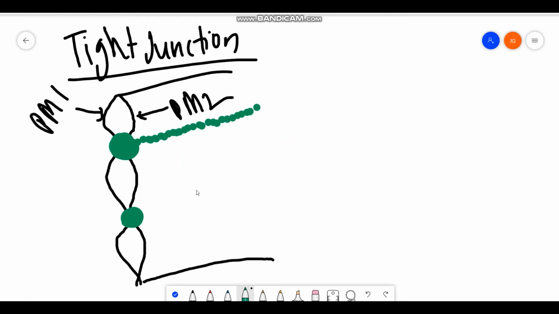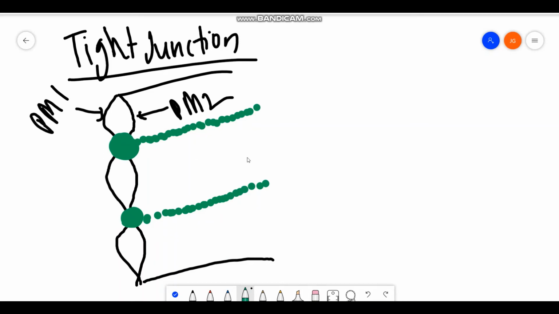They're going to line the plasma membranes, and they're just going to hold the two together at this line. They're kind of like staplers. If you staple together two sheets of paper, they're not going to be held together at every single square millimeter of the paper. You're going to hold them together at certain points, and that's what's going to hold them together. So that's really what tight junctions look like.